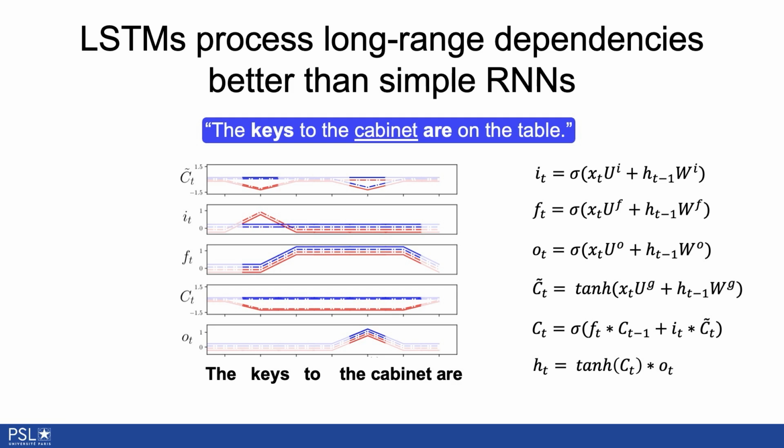Let's revisit the example we discussed earlier. To correctly predict the next word, are instead of is, the network needs to store and carry the grammatical number of keys, plural, across several time steps, while ignoring the singular value of the word cabinet. Now it should be clearer how an LSTM could handle this task.